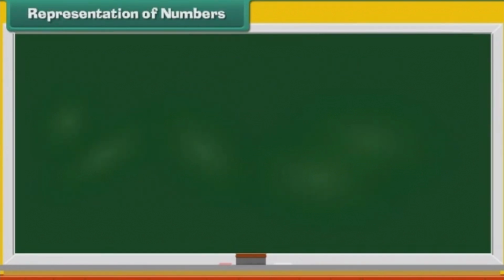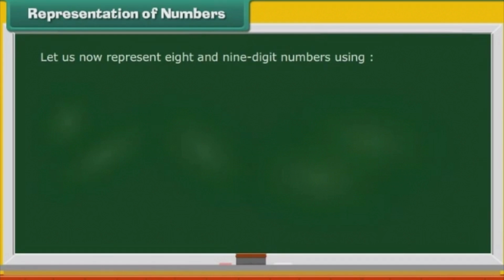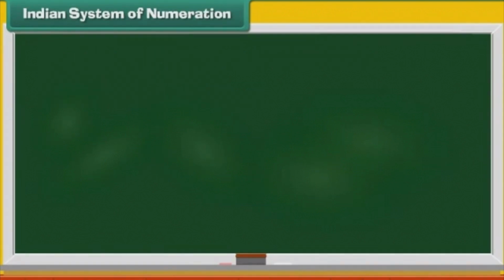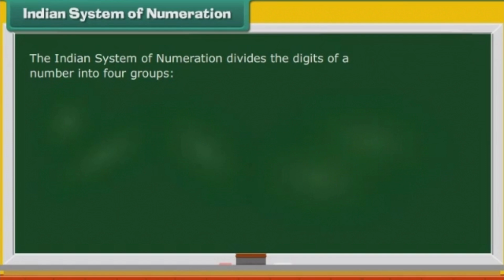Representation of numbers. Let us now represent 8 and 9-digit numbers using the Indian System of Numeration and the International System of Numeration. Let's learn more about number systems in our next screens. Indian System of Numeration. The Indian system of numeration divides the digits of a number into 4 groups: ones, thousands, lakhs, and crores. Let us see how.